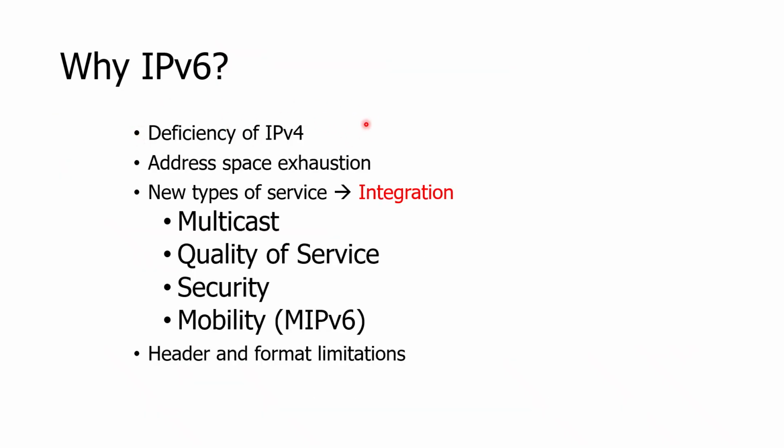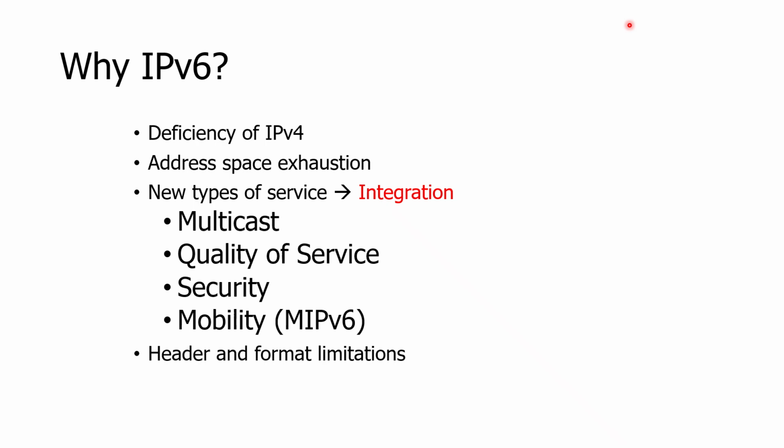IP version 4 has several deficiencies that hinder its effectiveness in a rapidly evolving internet landscape. These include limitations in address space, service integration, multicast support, quality of service, security, mobility, and header design. As a result, the transition to IP version 6 was initiated to address these shortcomings and accommodate the future needs of networking. IP version 4 has about 4.3 billion addresses, which are running out due to the increasing number of devices.